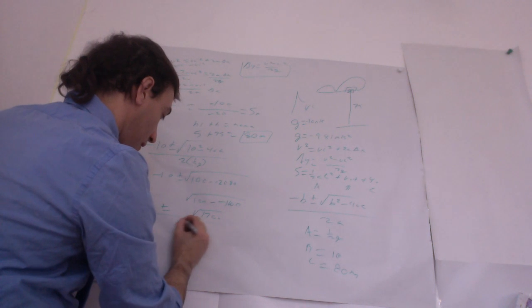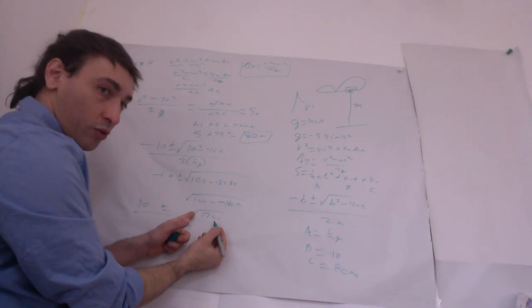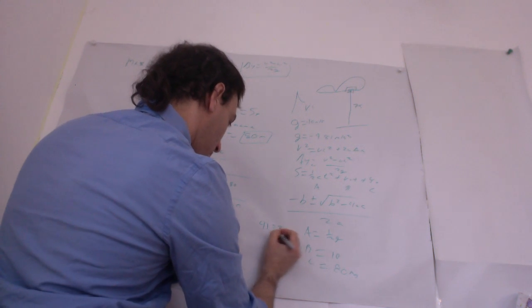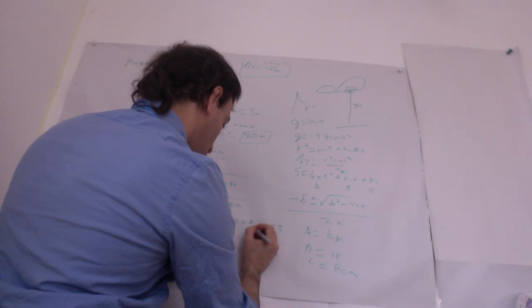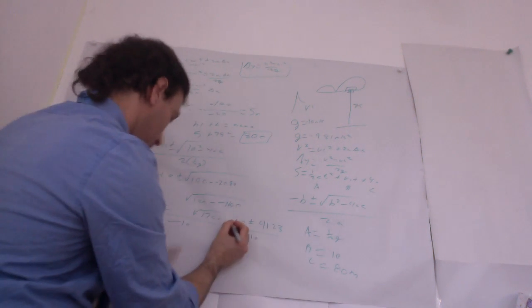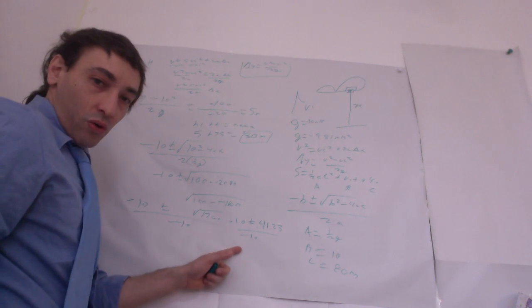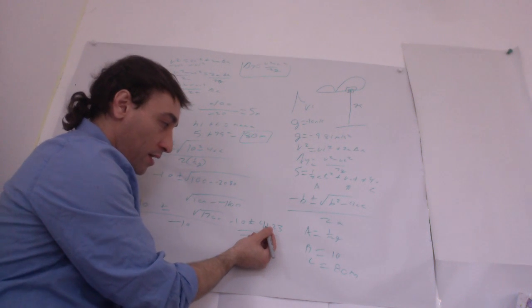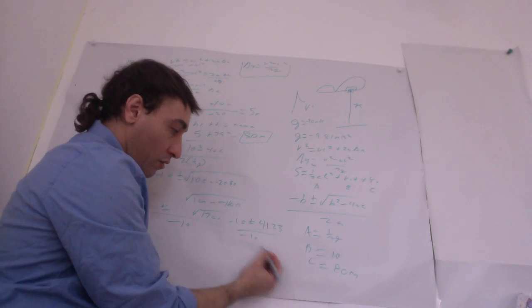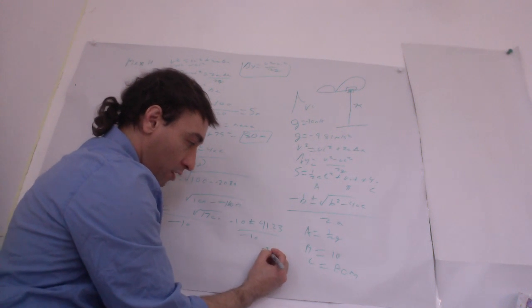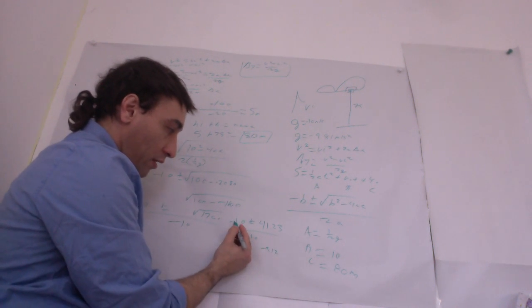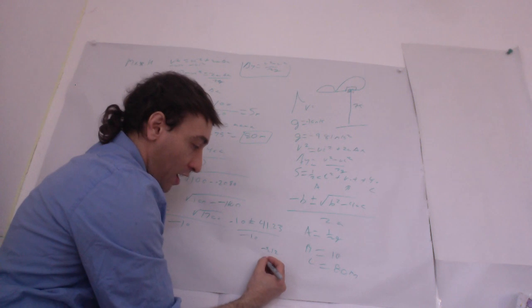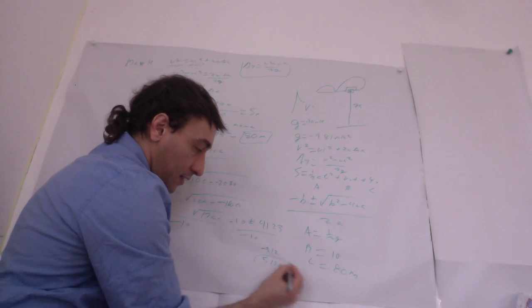All over negative 10. The square root of 1700 is going to be 41.23, plus or minus negative 10. This is one more step closer. Okay, so negative 10 plus 41 is going to be 31, which will give you negative 3.12. Negative 10 subtract 41 is going to give you negative 51. Negative 51 divided by negative 10 is going to give you 5.12 seconds.